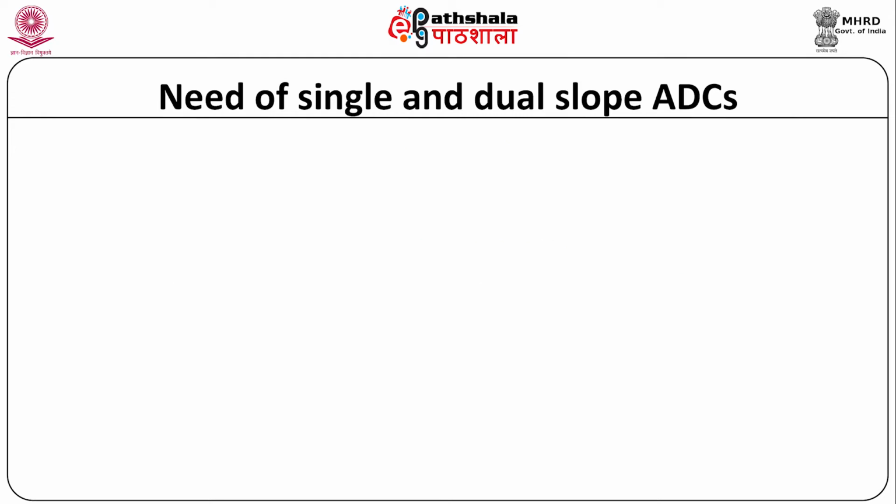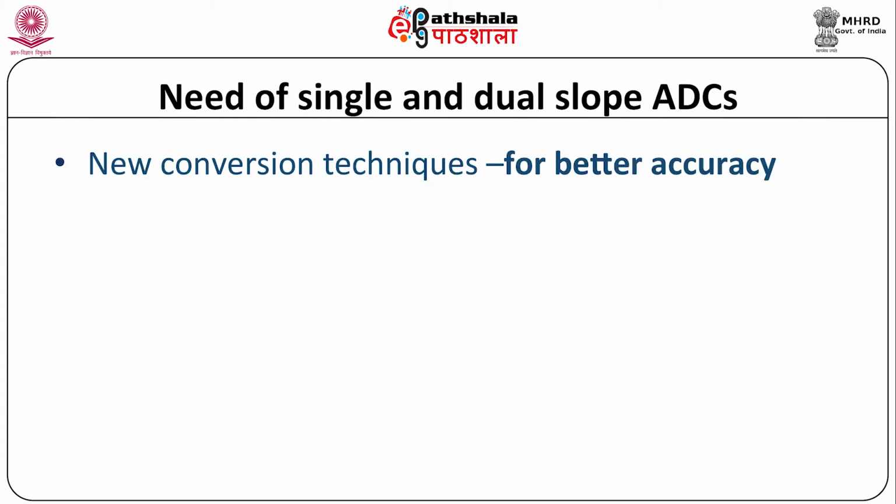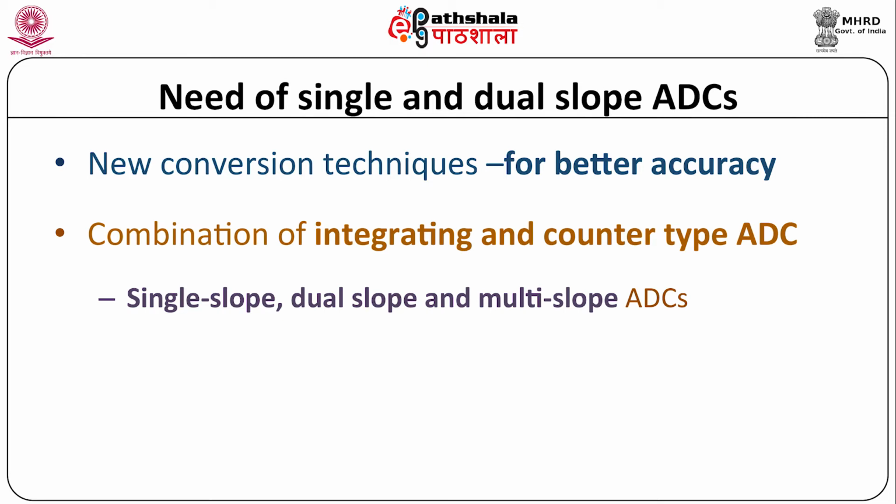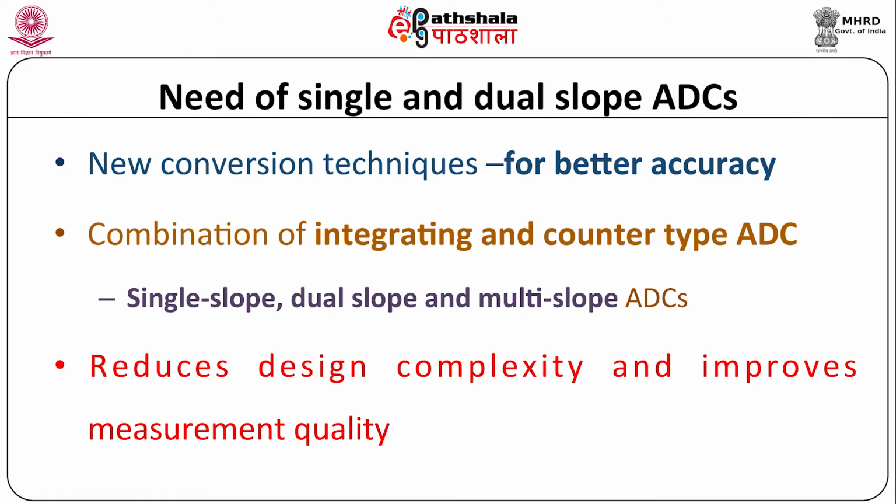In basic counting ADCs, it was observed that much greater accuracy could be obtained using a combination of integrating and counting methods of conversion. This provided a new way of conversion of analog into digital and led to the development of high accuracy single slope, dual slope or multi slope ADCs. This approach reduces the design complexity and improves the measurement quality by using the dual slope integration concept.